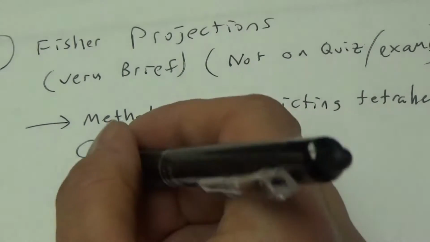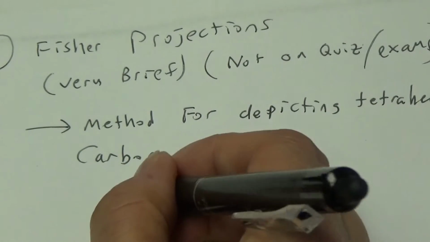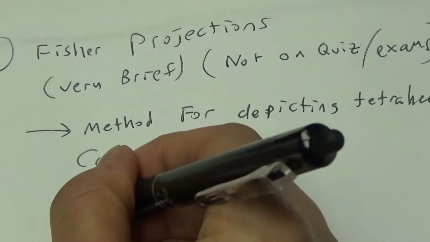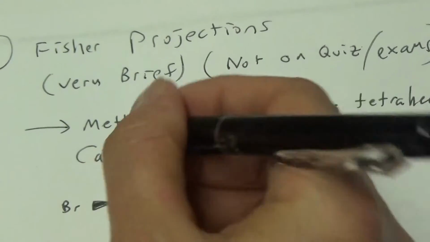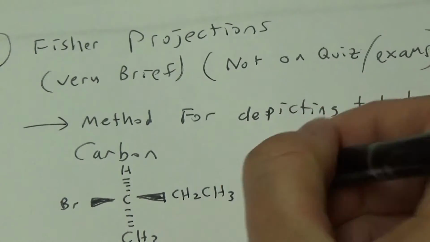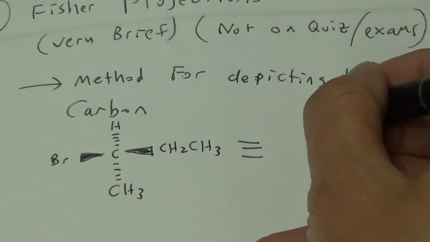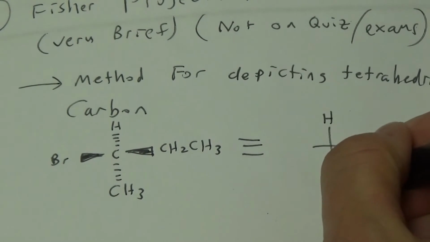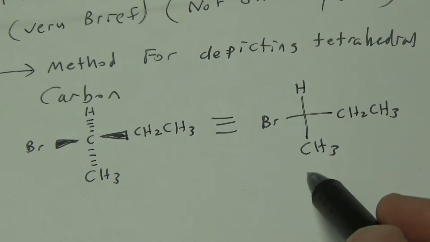What is a simple example of a Fischer projection? So if I envision a carbon with, we'll say, an ethyl on the right coming towards us, and a bromine coming towards us on the left, and a hydrogen going away from us on the top, and a methyl going away from us on the bottom. The Fischer projection of this is that we would just draw it like this. CH2, CH3, CH3, Br.